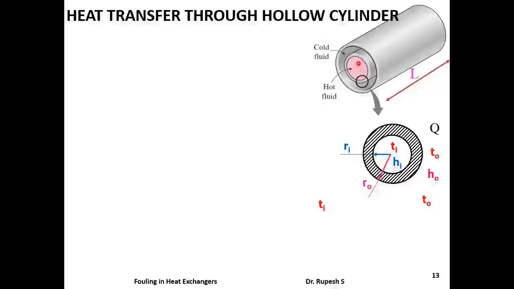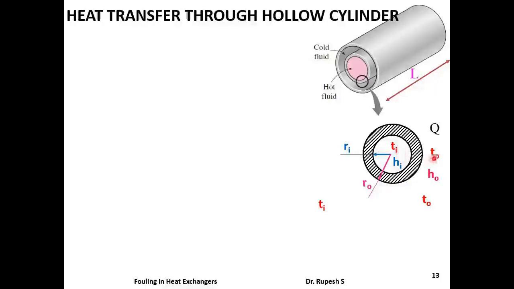Consider a double pipe heat exchanger where hot fluid flows through the inner pipe and cold fluid flows through the annular space as shown. Here heat transfer takes place from the hot fluid to the cold fluid through the wall of the inner tube. So we consider the analysis of the heat transfer through the wall of the inner pipe by treating it as a hollow cylinder. So this figure represents the cross section of the inner tube. So this is a hollow cylinder with hot fluid inside and cold fluid outside.